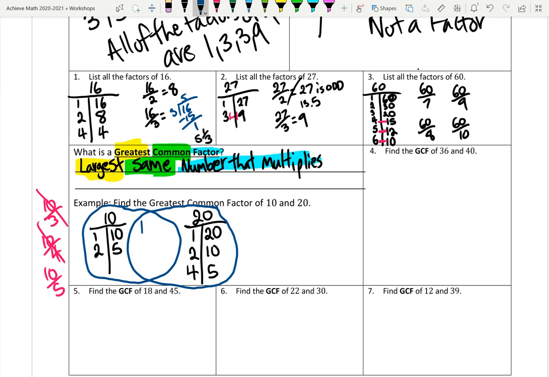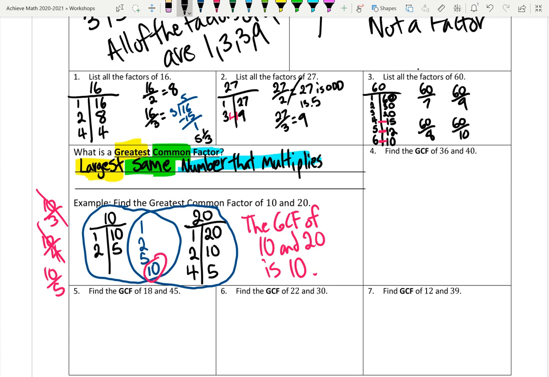Well, 1 is on both lists, 2 is on both lists, 5 is on both lists, and 10 is on both lists. What is the GCF? The greatest number in common is 10. So the GCF of 10 and 20 is 10. The greatest number that multiplies to be both of those is 10. All of this is just going to be repeated practice.